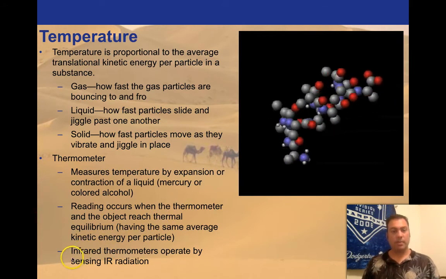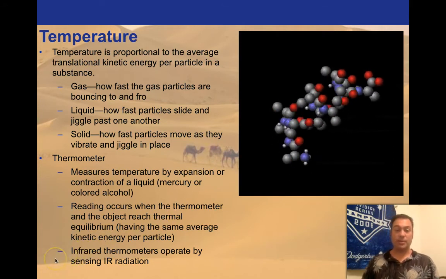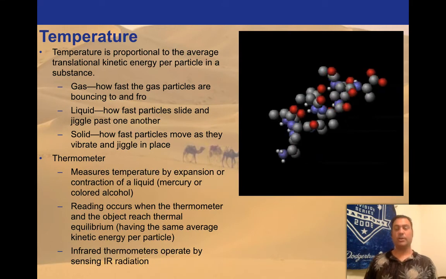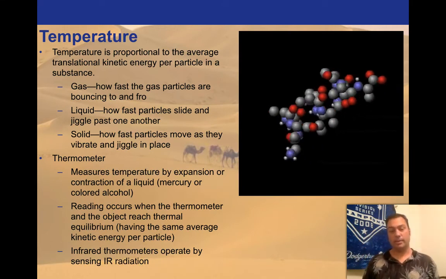And of course, one of the better ways of doing it now, where you don't even have to touch the object, is something called an infrared thermometer. Basically, you're scanning it for infrared radiation, and in doing so, you're able to get the temperature.